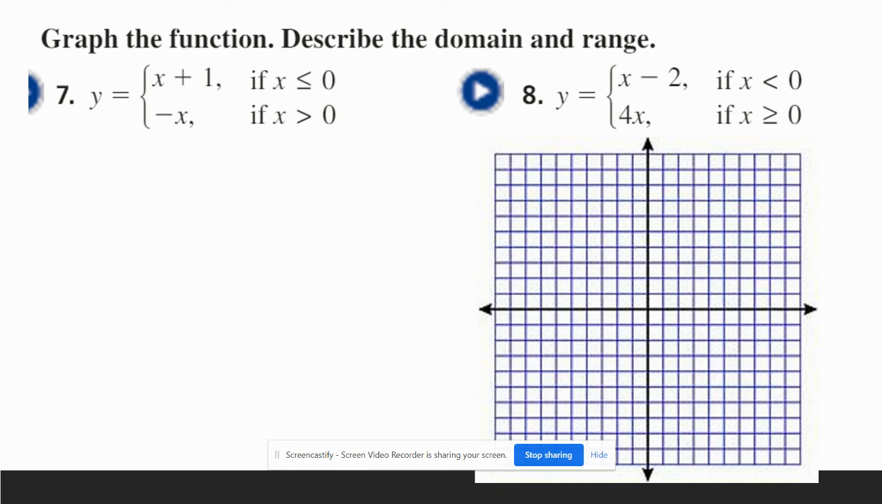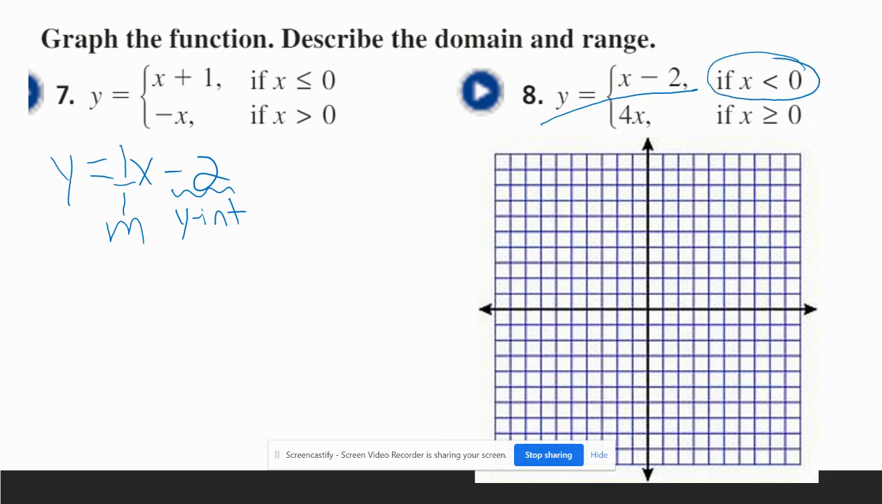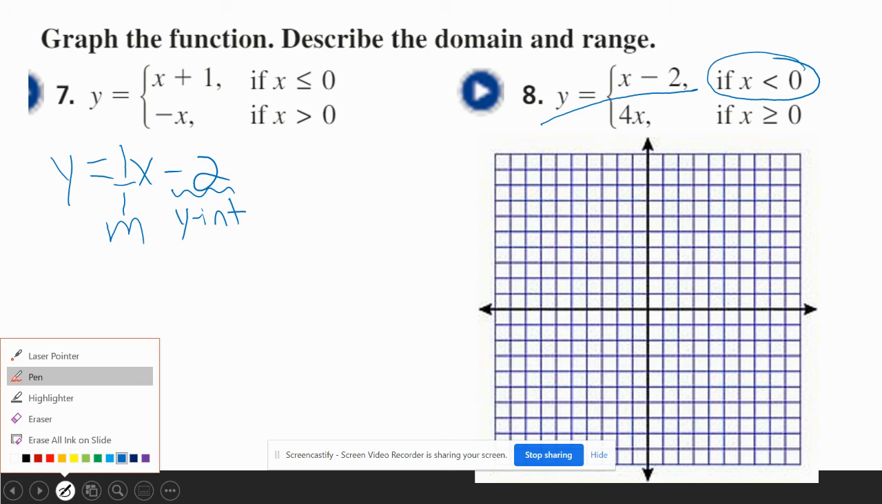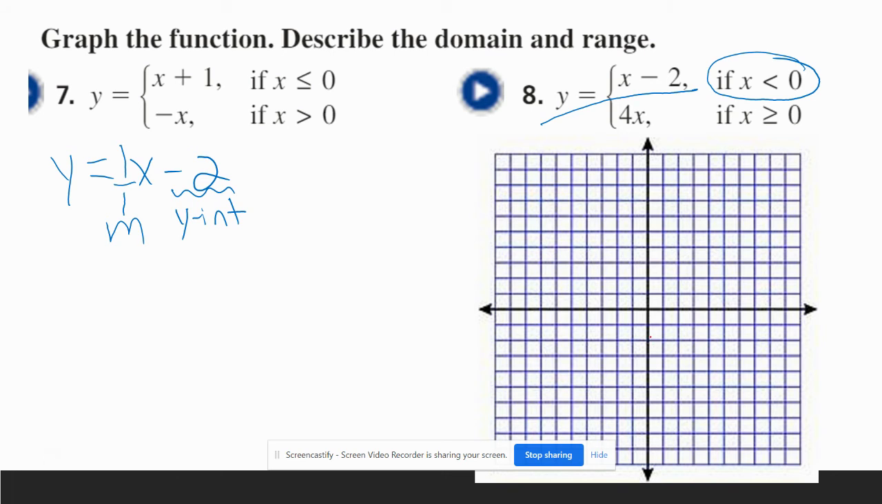Taking a look at example 8, I'm going to start with this top part. We have y is equal to x minus 2. The minus 2 is our y-intercept, or our b, and our slope is positive 1 over 1. This is for when x is less than 0. It's not equal to, so that means we start at negative 2 for our y-intercept, but it is an open circle. Positive slope means I'm going to have to go down 1, left 1, down 1, left 1, down 1, left 1 to make that line.